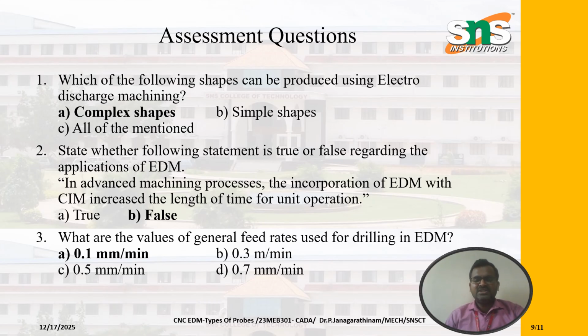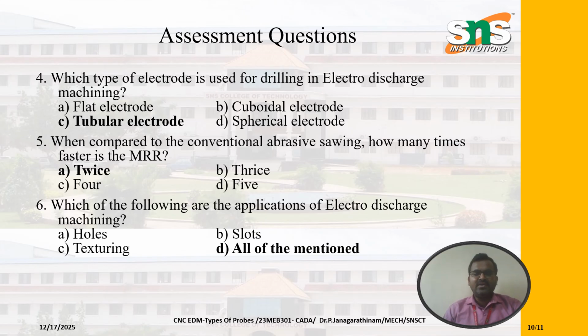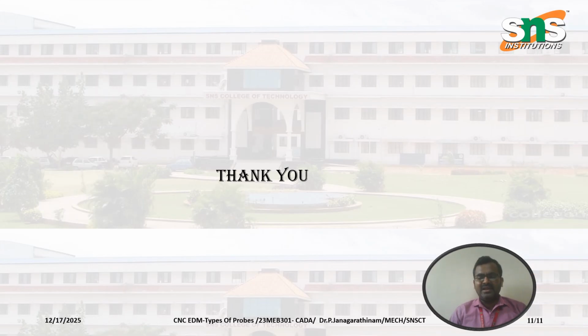What is the general feed rate for drilling in the EDM process? We select 0.1 mm per minute. So these are the general assessment questions. Which type of electrode is used for drilling in electrical discharge machining? A tubular electrode. Compared to the conventional machining process, the MRR can be increased twice. Which of the following are applications of electrical discharge machining? All of the mentioned. We can make holes, slots, texturing, and all kinds of machining processes using wire electrical discharge machining.